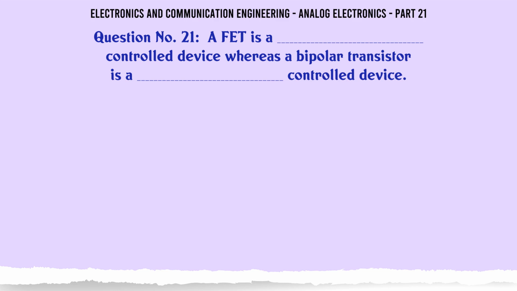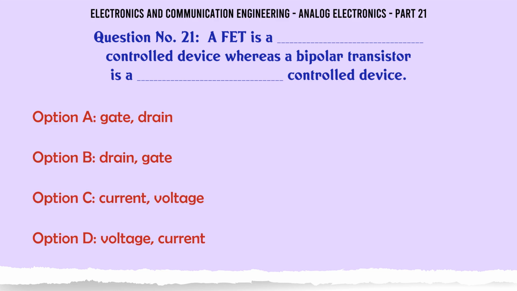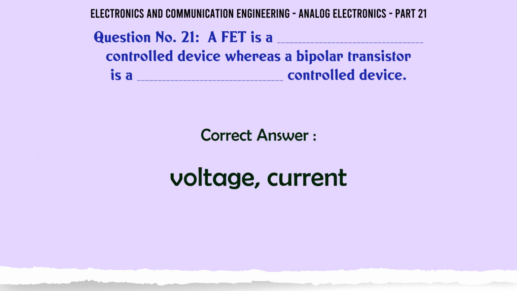A FET is a controlled device, whereas a bipolar transistor is a controlled device. A. Gate, drain. B. Drain, gate. C. Current, voltage. D. Voltage, current. The correct answer is voltage, current.